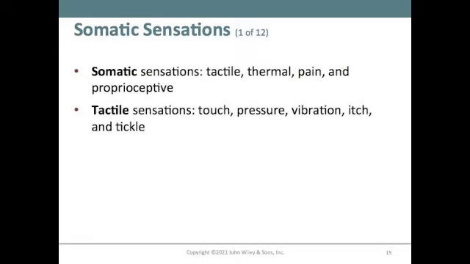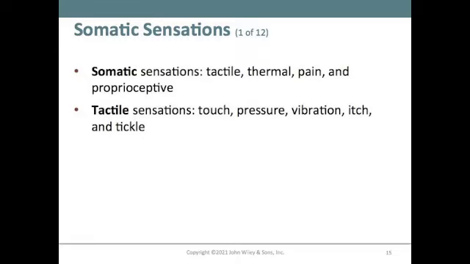And that brings us to somatic sensations. Somatic sensations are sensations that arise from the stimulation of sensory receptors embedded in the skin or subcutaneous tissue. These receptors can be found in the mucous membranes of the mouth, the vagina, and anus. They can also be found in skeletal muscles, tendons, and joints.